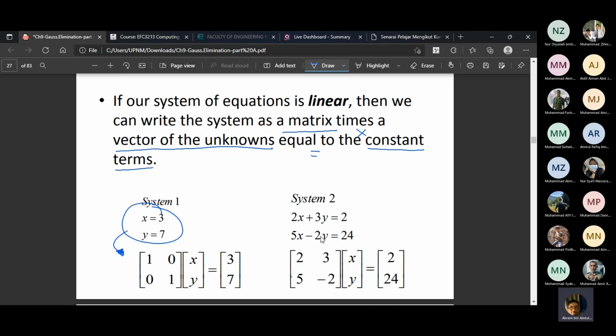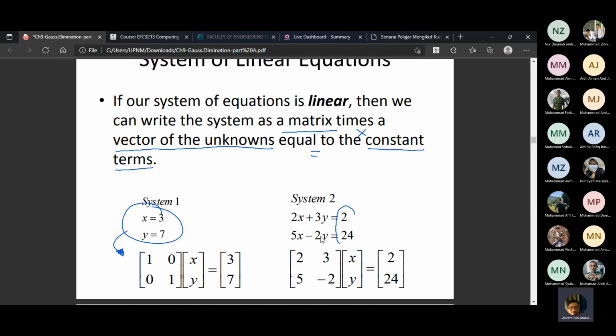So hopefully when you are given a system of linear equation, you can automatically convert it into matrix. So part ni senang, yang sebelah constant term ni senang, ambil je constant term dia. So 2 dengan 24. Dia punya vector of unknown, you tengok dalam setiap equation ada berapa unknown, ada x, ada y. So kita lihat x dengan y. And so matrix apa yang nak didarab dengan vector unknown tu, you tengok berapa kali dia yang dekat depan ni. So trik dia senang je.